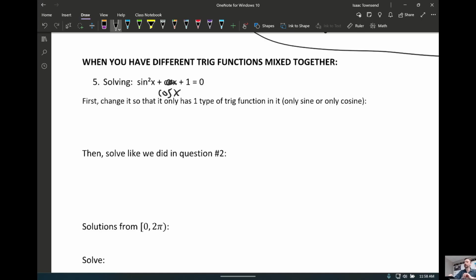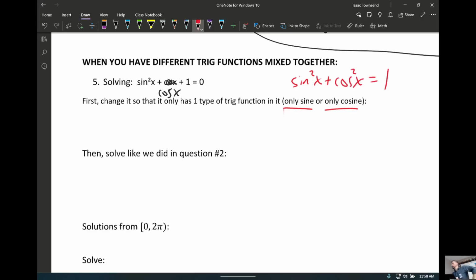This part's a typo. That's supposed to say cosine x. This one's different because it's got some sine stuff in it and some cosine stuff, which is almost like 2 different variables. And you can't solve an equation with 2 different variables. So all we have to do is make a substitution so that it's all written in sines or all written in cosines.